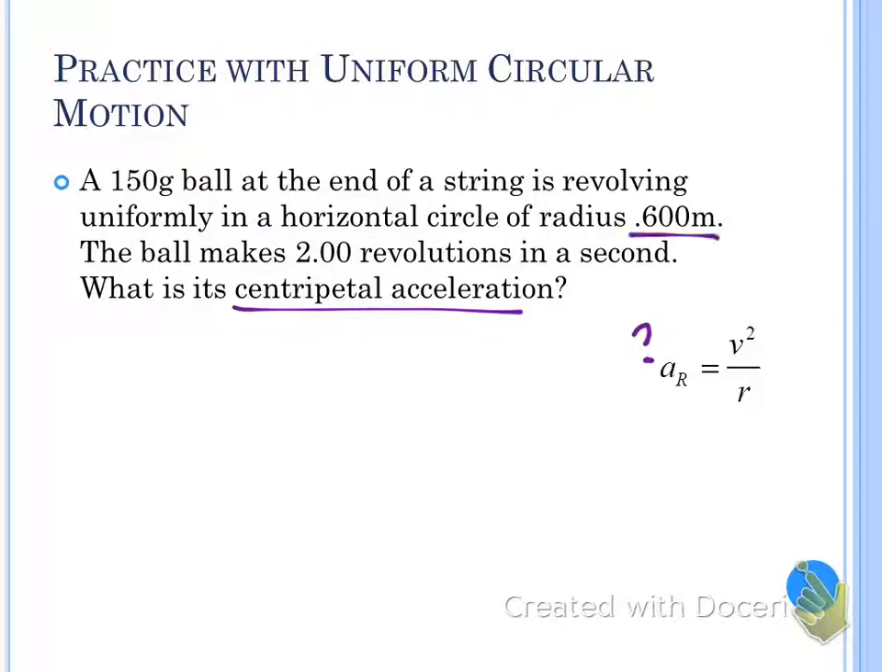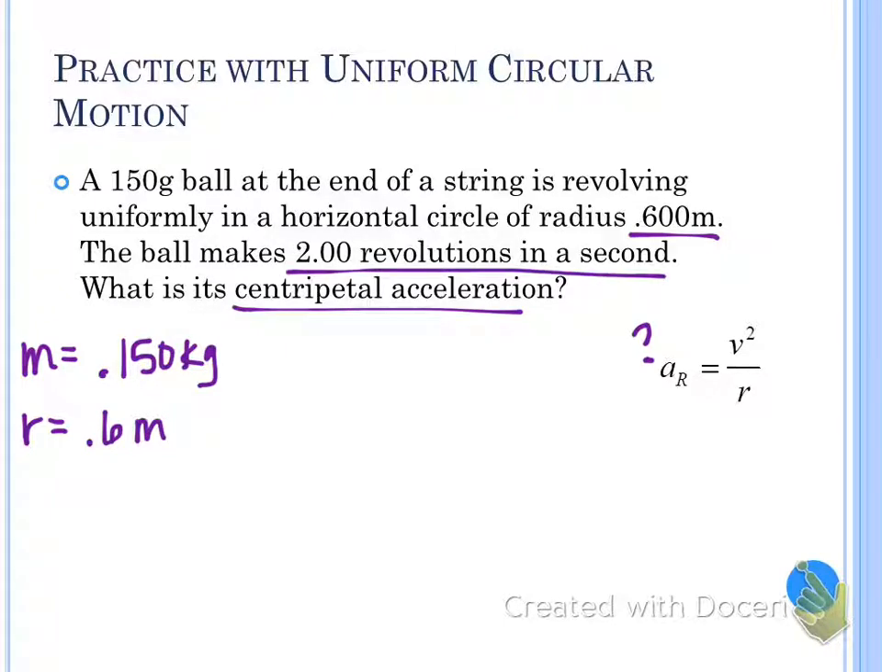So let's see what we have given to us here. The first thing that we see is mass. We're probably not going to need mass yet. But if we were, what do you think the unit would need to be? Kilogram. We would need it in kilograms. So we'd have a 0.150 kilogram object. So far, we don't need mass yet. It gives us the radius, which is 0.6 meters. It's already in meters, so we don't need to do anything with that.